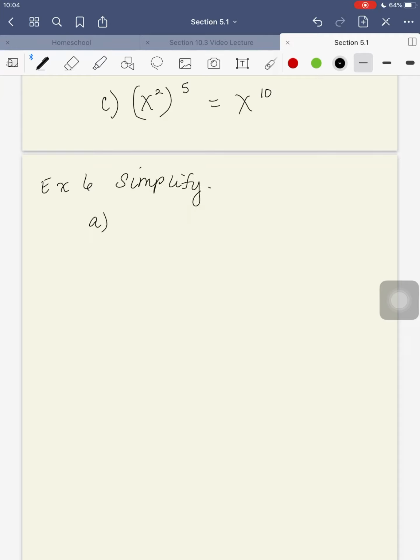All right, if we have 3xy and all of that is raised to the second power, that means that exponent applies to the whole quantity. So you're going to square the 3, the x, and the y. So if you square 3, you get 9, x squared, y squared.